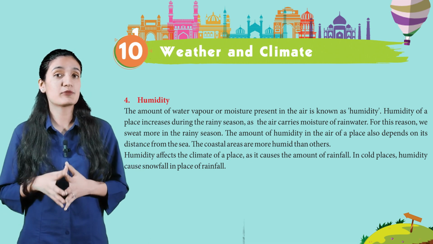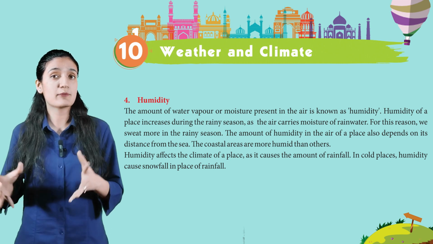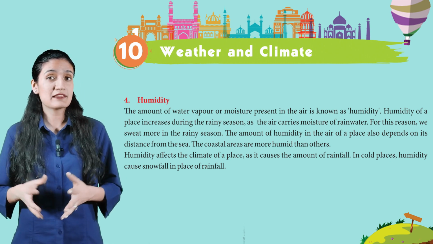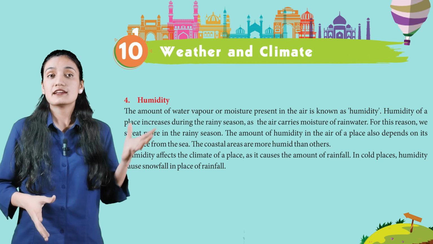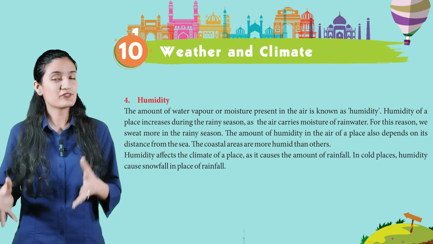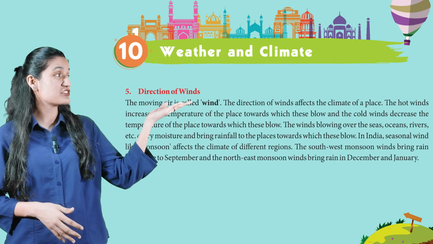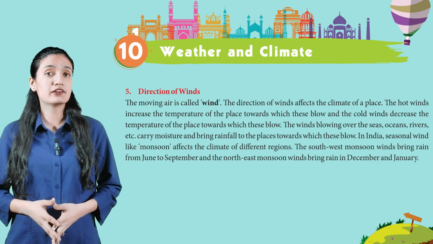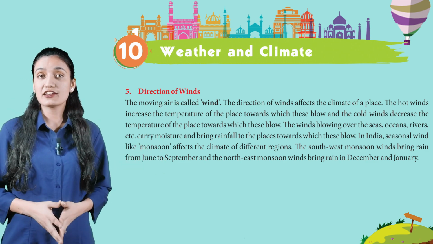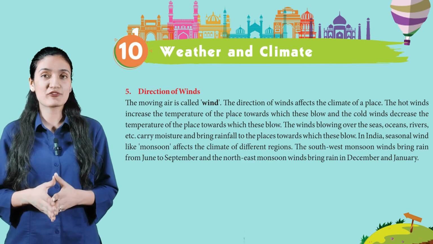Humidity affects the climate of a place as it causes the amount of rainfall. In cold places, humidity causes snowfall in place of rainfall. Now, directions of wind. The moving air is called wind. The direction of winds affects the climate of a place.